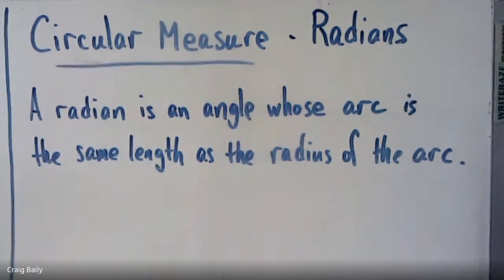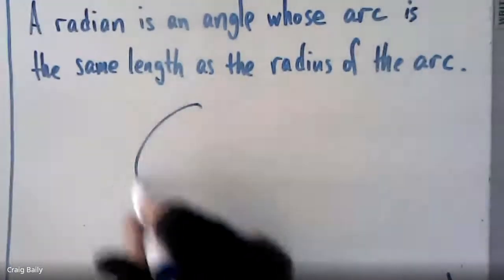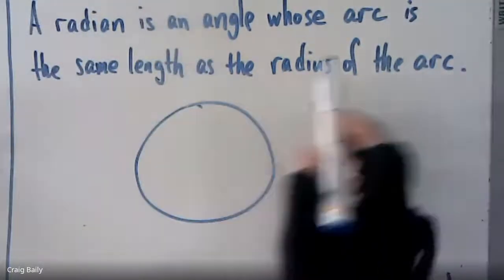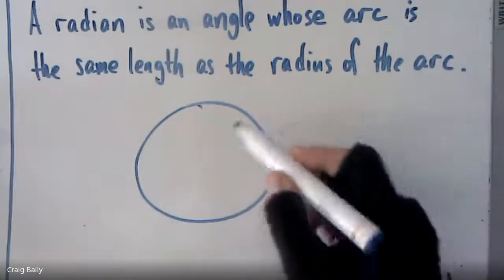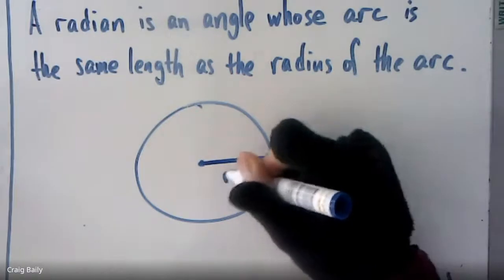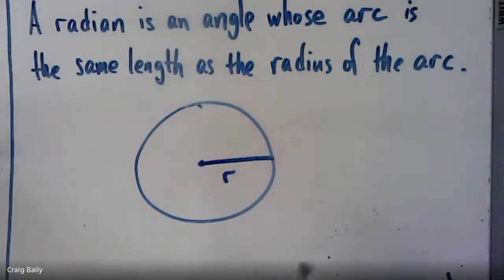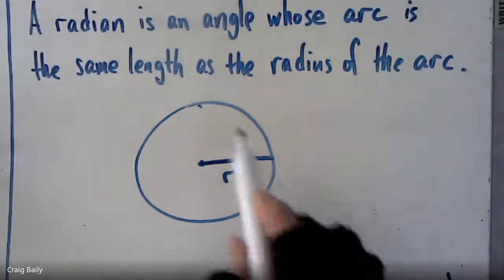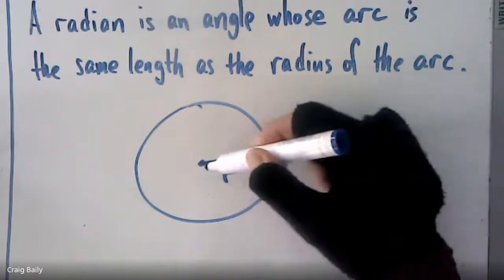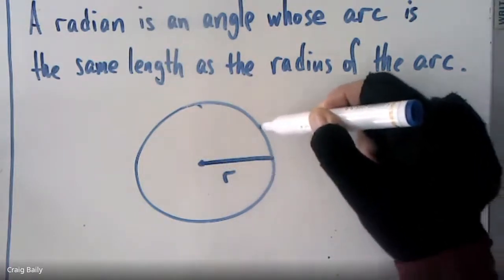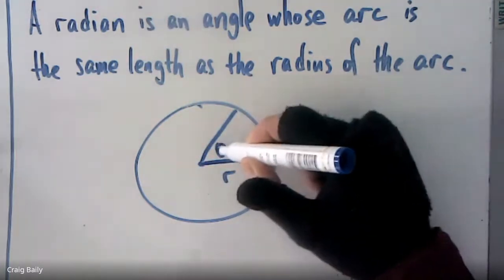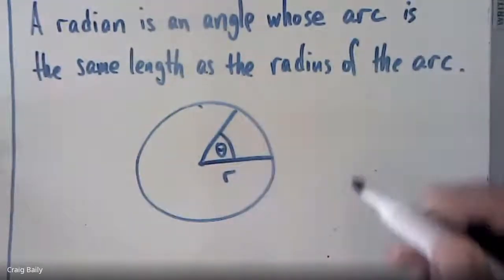So if we are looking at a circle, we've got ourselves a circle here. Now, a radian is an angle whose arc is the same length as the radius of the arc. Well, one thing we know about a circle is this would be a radius. Now, if the arc is the same length as the radius, well, that would mean that this length has to be the same as that much of the circle. So it's going to be roughly that much. And this angle in here, that is 1 radian.